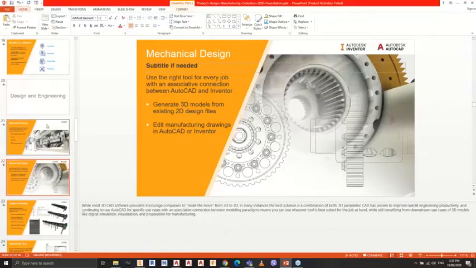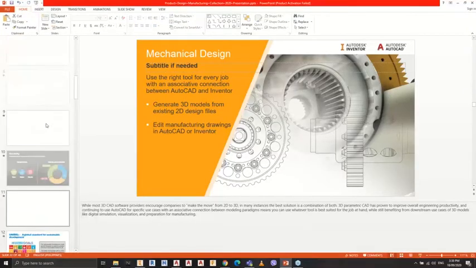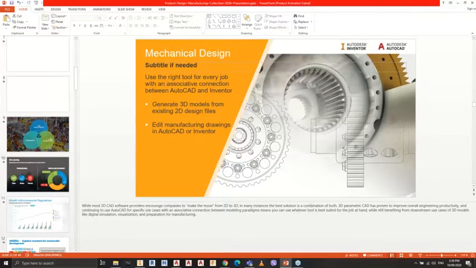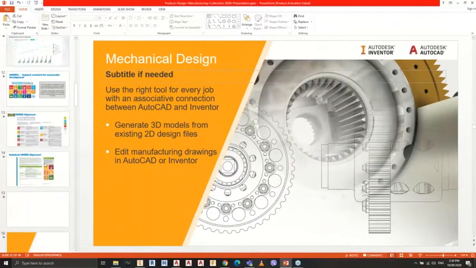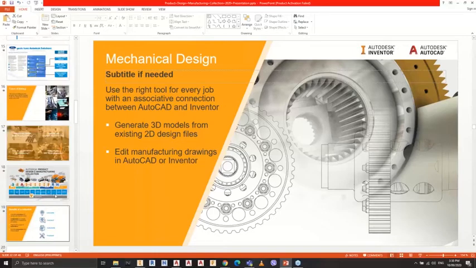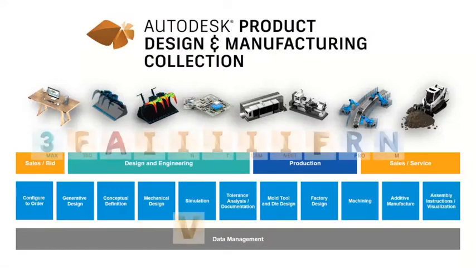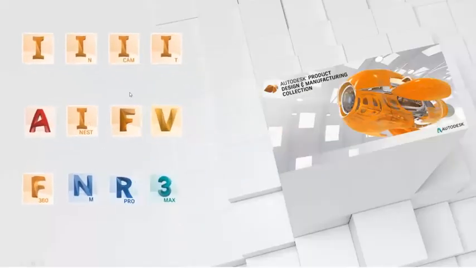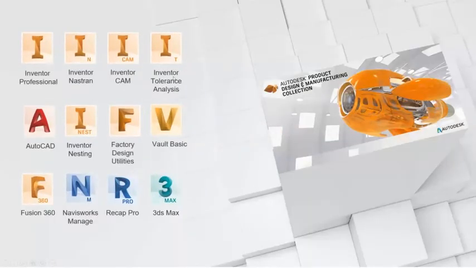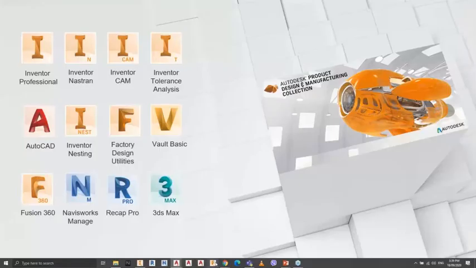Okay, like warfare, right? So when it comes to our collection here, we have a collection from Autodesk. Okay, so some of the software around Autodesk Product Design and Manufacturing: Inventor Nastran, CAM, Tolerance Analysis, Nesting, the Factory Design Utilities. The majority are CAD embedded into Inventor Professional. Okay, so that means there is an additional tab inside your Inventor for that.